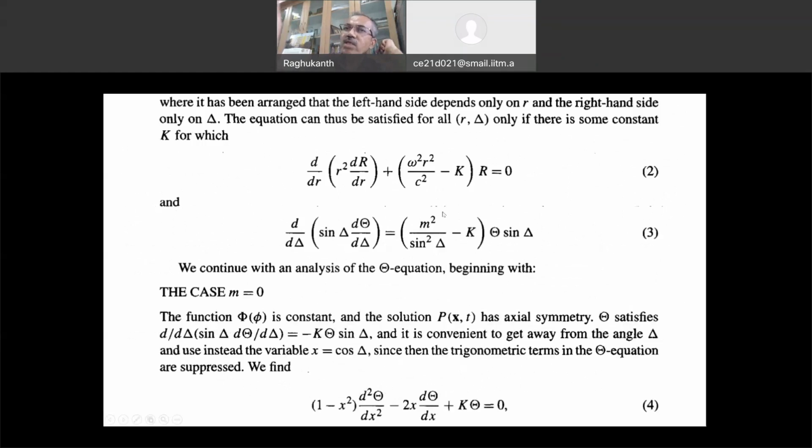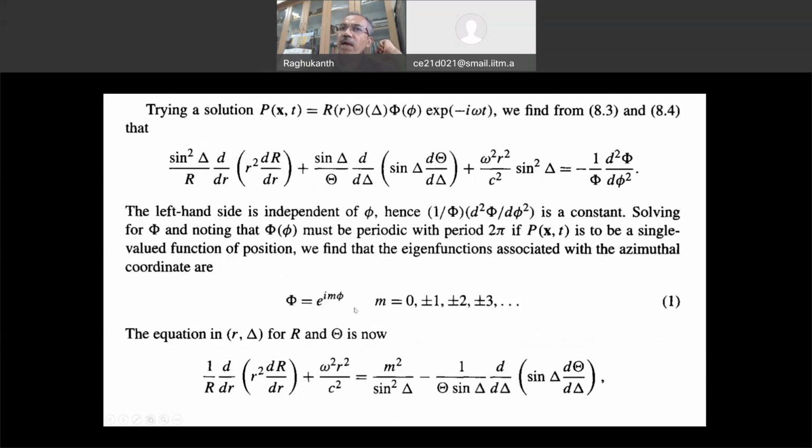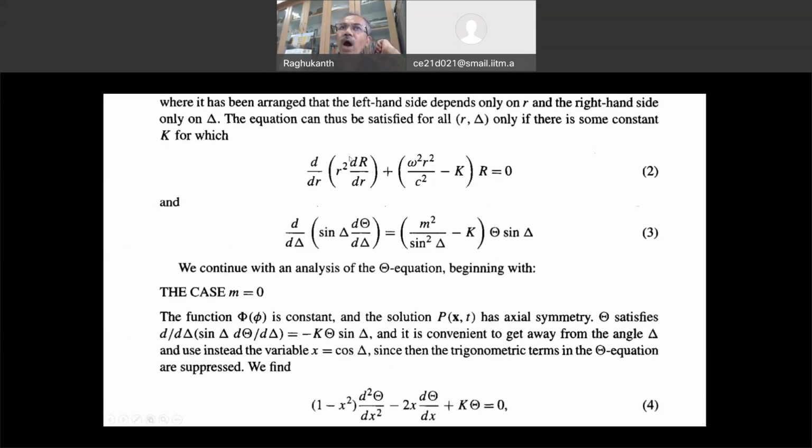Now the solutions are very interesting here because of m. m can be zero or non-zero. So m equal to zero means we will have special solutions. When m is zero, nothing changes in the r equation. But in the delta equation, when m is equal to zero, you will have only k. So the equation becomes d by d delta of sine delta d phi by d delta, and on this side it has minus k times phi sine of delta.